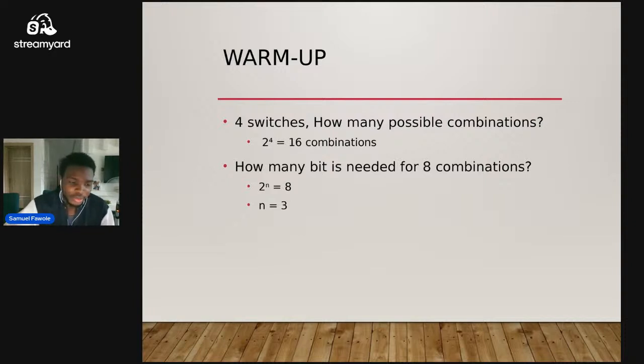So, for instance, we have 4 bits, like 0 1 0 1, and we can combine them in different ways, like 0 1 1 1, and get up to 16 combinations. We can even represent 1 to 16 with that.